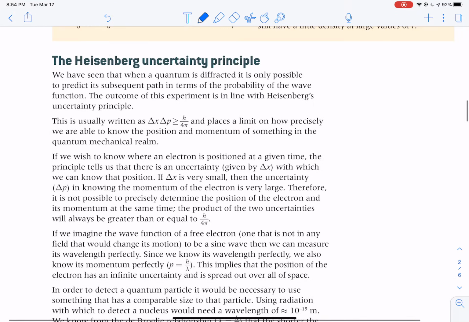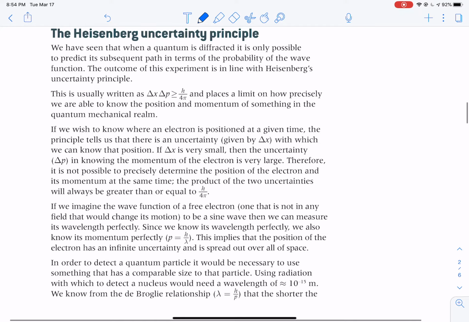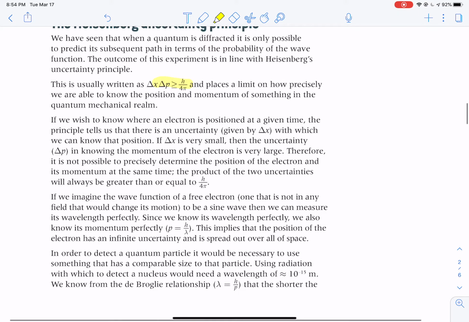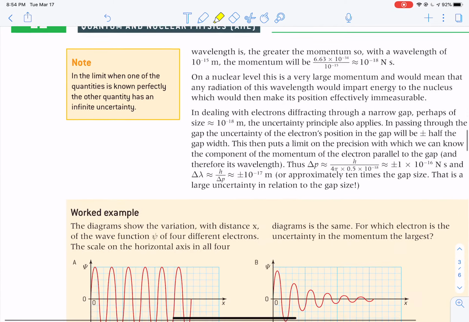Moving on, they talk about the Heisenberg uncertainty principle, give you the equation, all this stuff. I hope you read all this. It's a good little book.